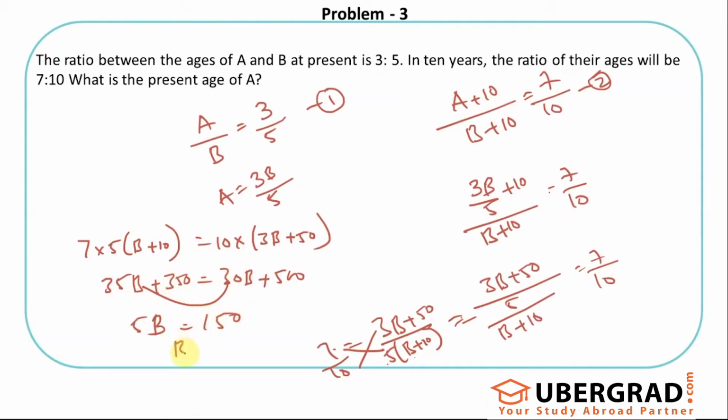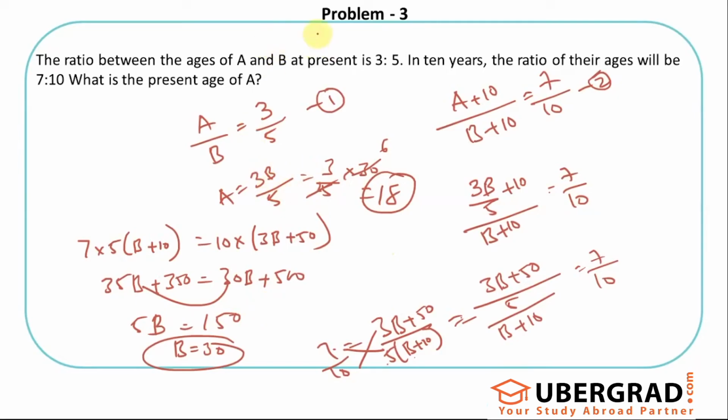So b is 30. If I get b as 30, what will be A? 3 by 5 into 30 is 5 6s, that is 18. So 18 and 30 are the ages of A and B, current ages. This seems to be a bit longer, right? What I would normally do is this.